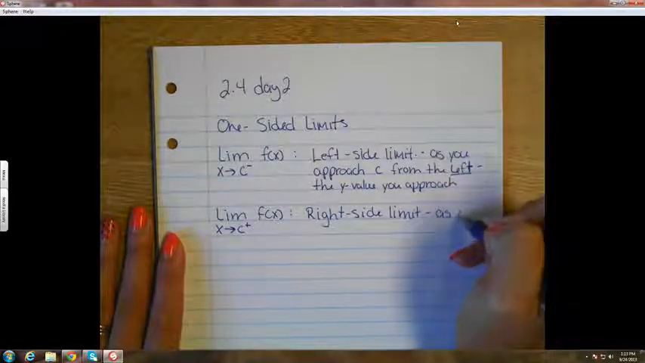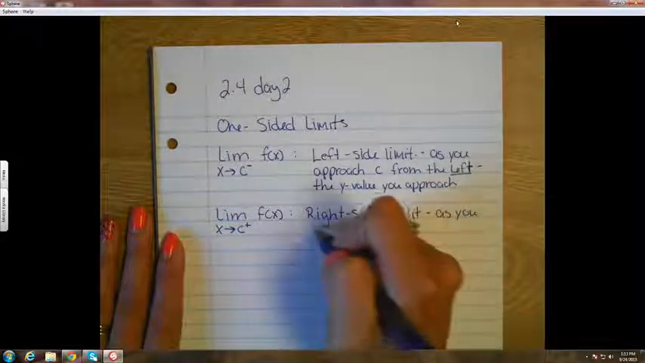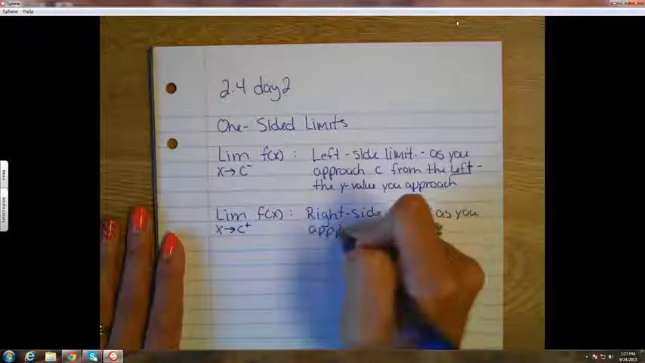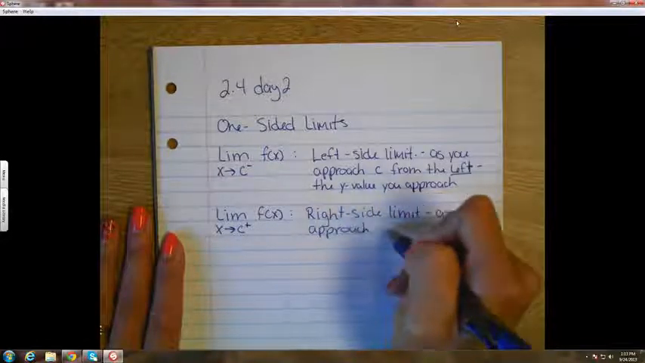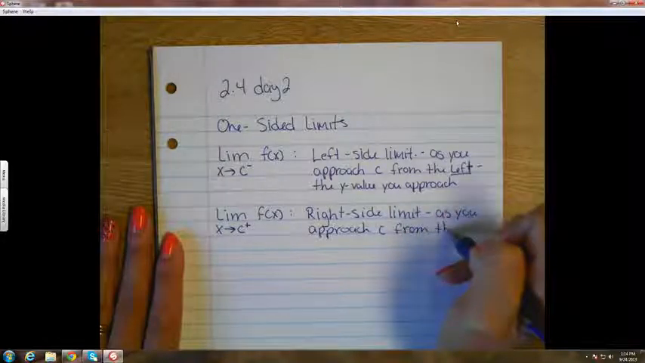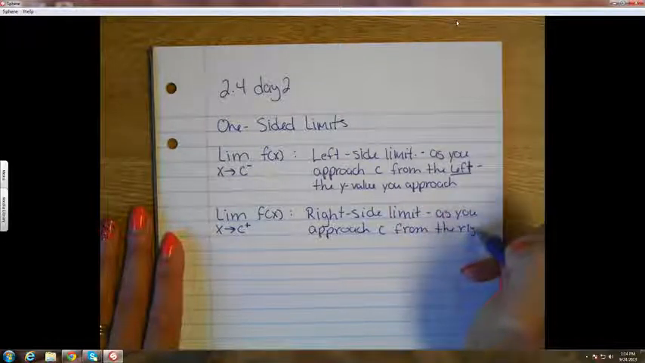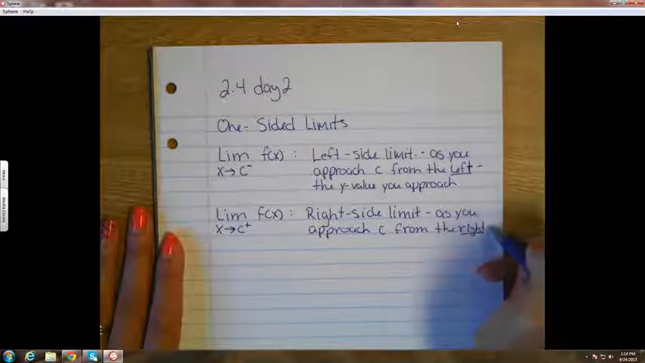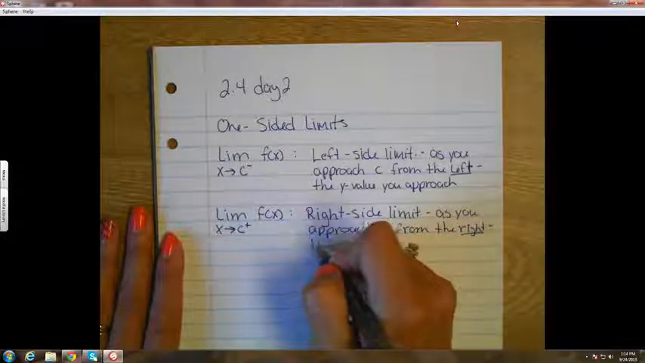So as you approach c from the right, it's the y value you approach.